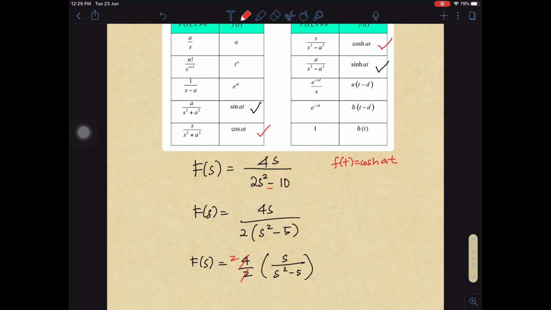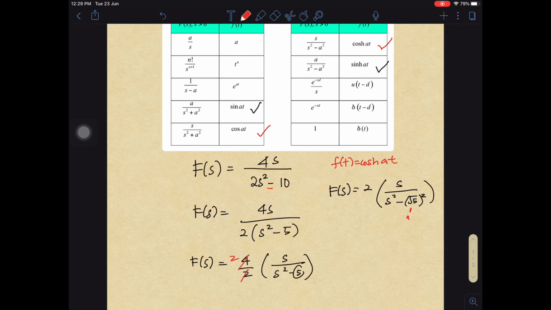Now we need to make sure that our denominator is in the form of s squared minus a squared, but you only have 5 here. So you need to find the value that you can square so that you get 5. You can write your function F(s) now as 2 times, in the bracket, s over s squared minus root 5 squared. Because root 5 to the power of 2, you get back your 5 here. So now you know what your a is. Your a will be root 5.